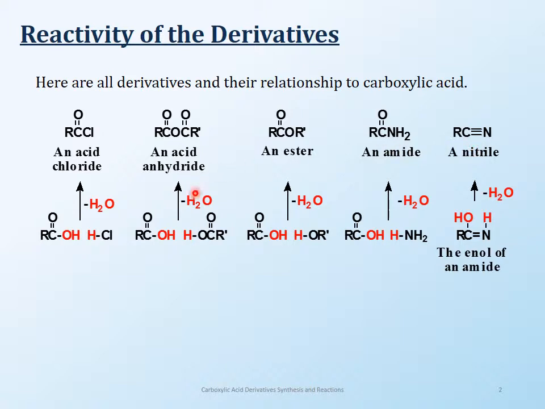What this little diagram tells you, all these reactions tell you, is that there is a direct relationship between the acid and all of its derivatives. The majority of the reactions that we will talk about in this chapter are how you convert from one derivative to another, because almost all of these derivatives can be made from dehydrating one or the other combination of acid with something else.